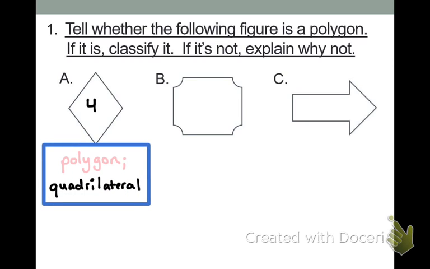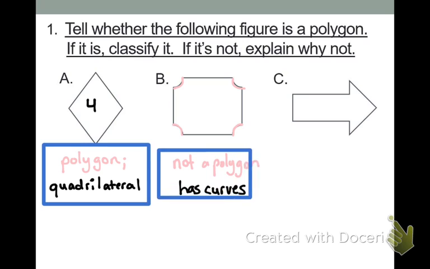All right, let's look at the next shape. Landon, is this a polygon? No. Why do you think it's not a polygon? You are correct. It's not a polygon because, as he said right there, these are curves. Remember, a polygon has to have nothing but straight lines. So you're just going to put it as curves. And that is explaining why it is not a polygon.